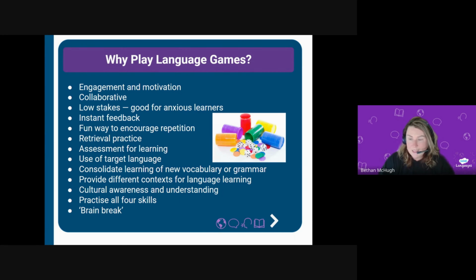Games are brilliant, particularly interactive games, because you get instant feedback, and it goes back to that self-efficacy and motivation, because you can see if you've done well or not. Great for retrieval practice, great for assessment for learning, great for little checkpoints that you can pop in and monitor, particularly if people are working in groups. Great for getting them speaking in the target language. Fantastic for consolidating anything that's been learnt.